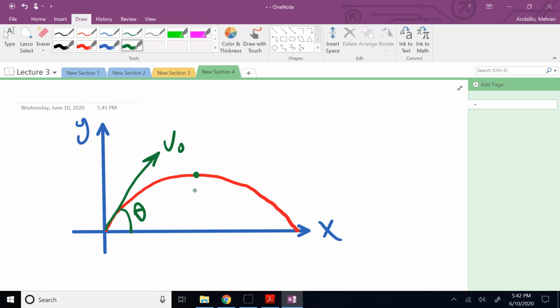It's perfectly symmetric if there is what? No drag. So the red curve is going to be no drag. Now, if I do the very same thing, the same launch position, launch velocity, and launch angle, but this time I do include drag, then you won't get something like this.